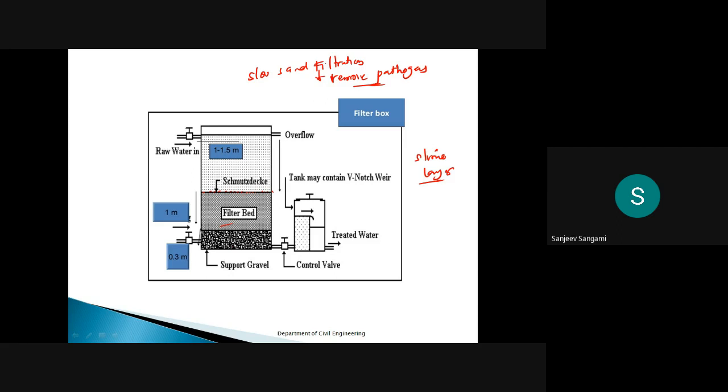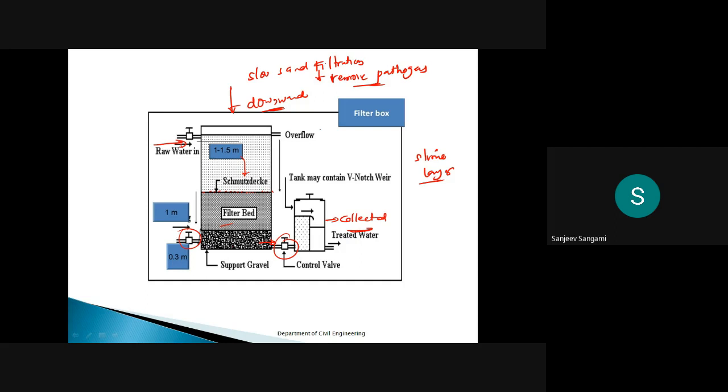Then you can see a depth of 0.3 meter will be provided. Here wall arrangements are there, here also control valve arrangements are there. The movement is downward, remember. From here it is entering, passing through the various filter beds, then moving in this direction, and here the treated water will be collected.